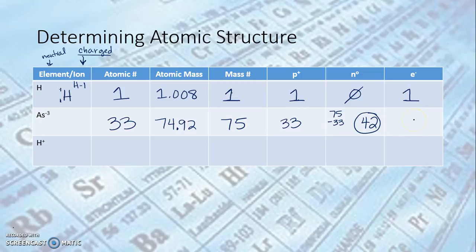Now, it wants to know how many electrons. If it's a neutral atom, it should have the same number, but it's not neutral. How do we know? Because there's a -3 there, which means there are 3 more electrons than there are protons. So if we have 33 protons, we have to have 36 electrons.